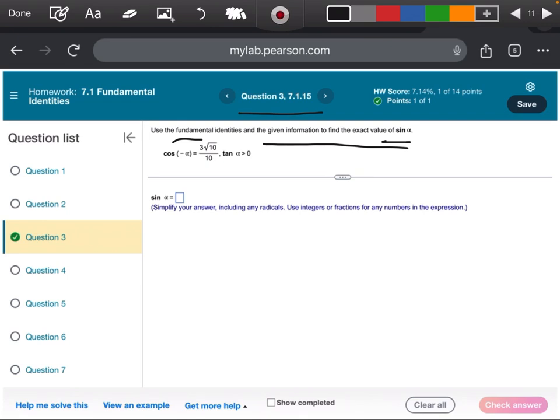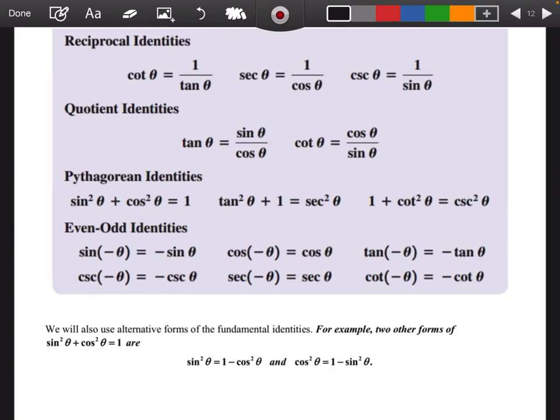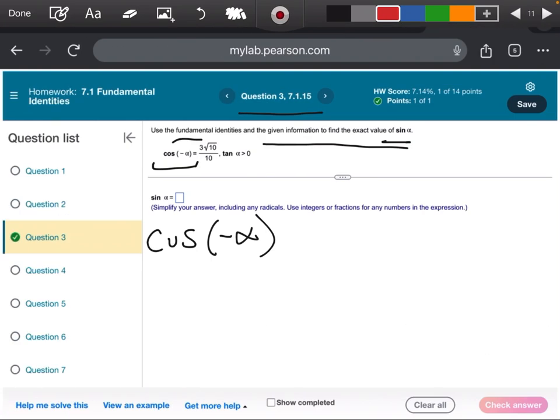Okay, so the first thing I'm going to note here, y'all, is that they're giving us the cosine, not of alpha, but they're giving us the cosine of negative alpha. So y'all, what I did is I took my notes from 7.1 right here, and I want you to notice something. Right here, under the even and odd identities, we know that the cosine of negative theta is the same thing as the cosine of theta. So what I'm going to say here is that the cosine of negative alpha is going to be the same thing as the cosine of alpha, okay?